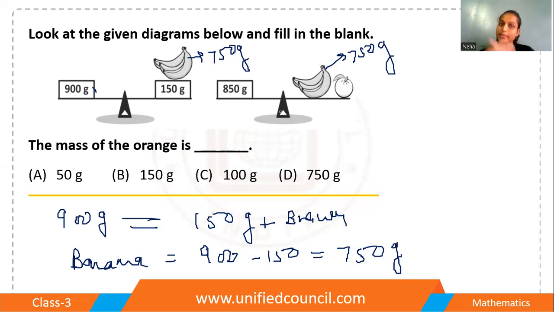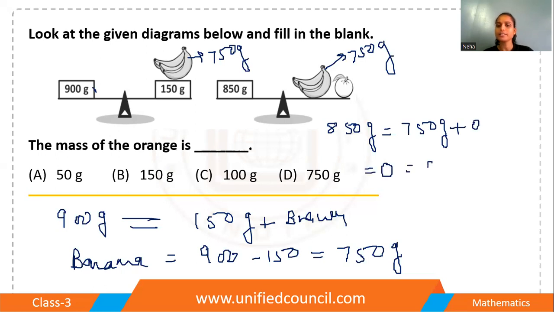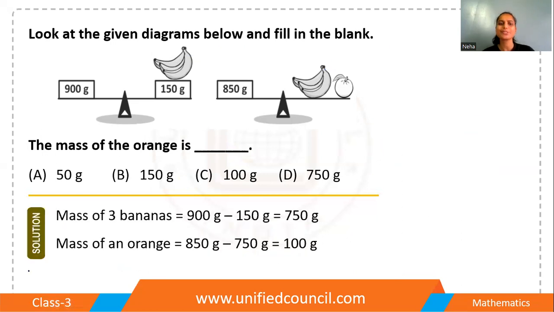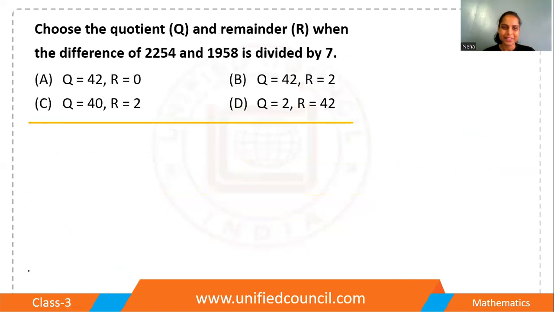Now in the next weight machine, you can see that 850 grams is equal to 750 grams, this is banana, plus orange. So what is the value of orange? Orange is 850 minus 750, which is equal to 100. So the weight of orange is 100 gram. Option C is the right answer. Some quite interesting images and an interesting question here. Alright, let's move to the next one.